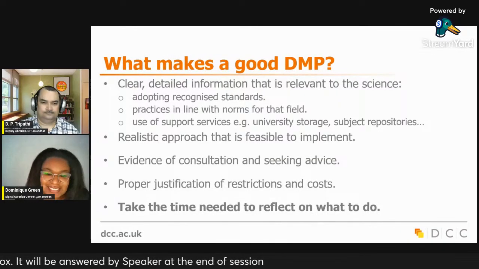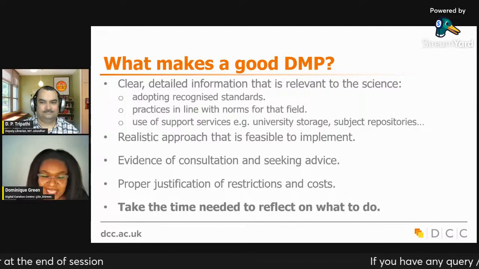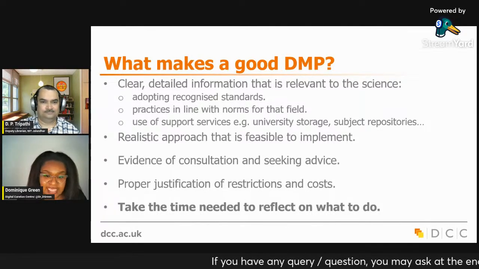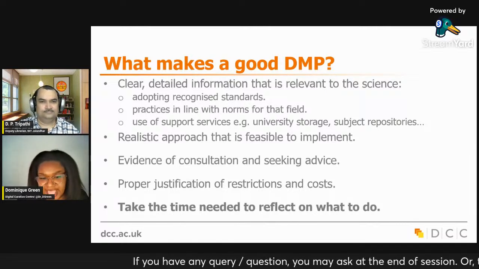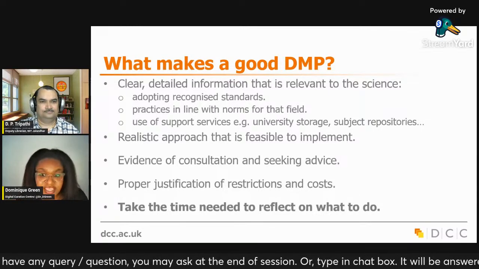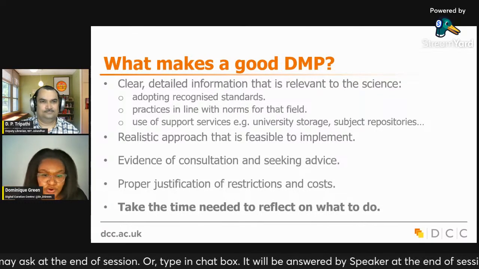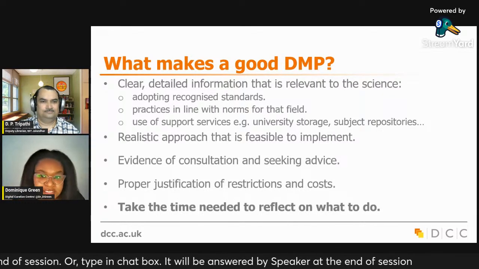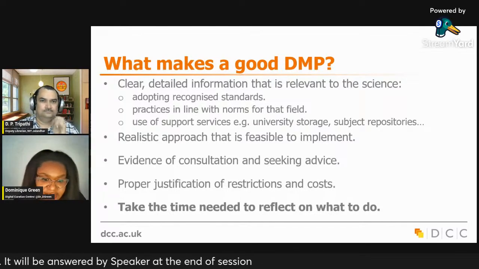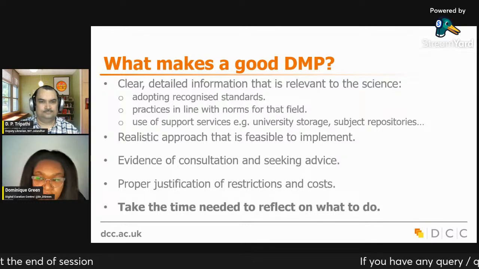So then what makes a good data management plan? What we have here on the slides are really the key points that I want to convey to you, is that the plan should have clear and detailed information that's relevant to their subject area. So the researchers should ensure that they have adopted any recognized standards, again, things like the metadata standards, if possible, in their field of work.